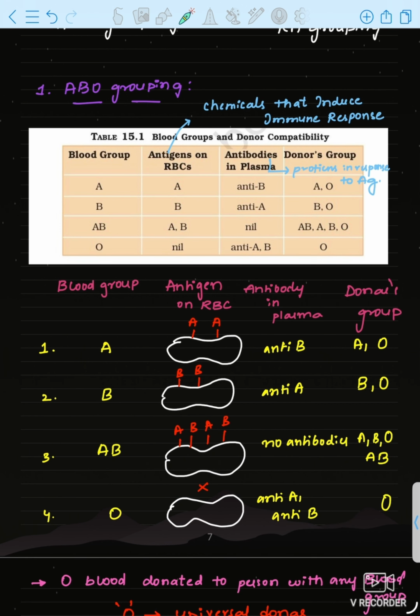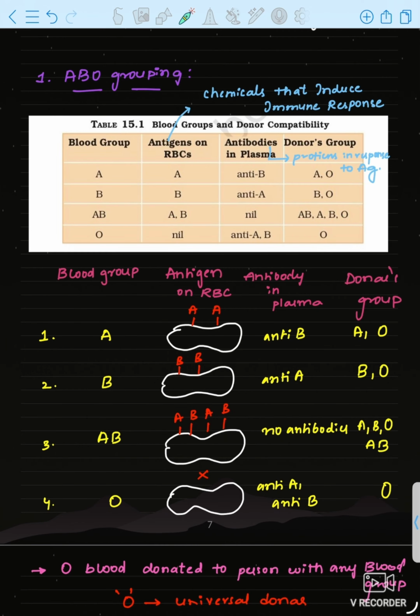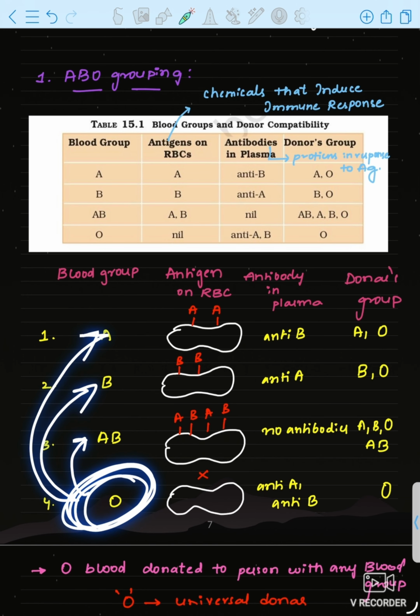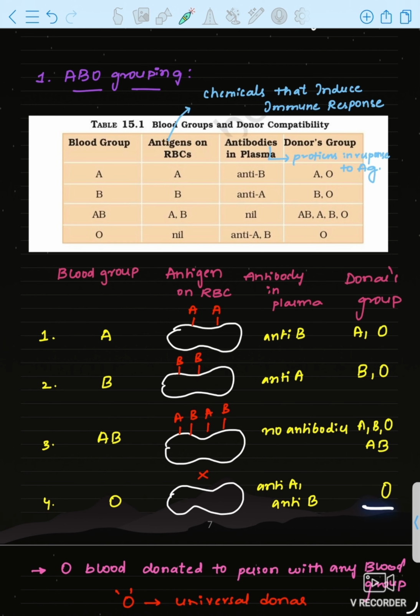One thing you have to remember here is, what is the donor blood group? Donor means O blood group. O blood group is given to any of the blood group people. Whenever there is an emergency, O blood group is ready to give to anyone. See, it gives to itself and all the other blood groups, okay.